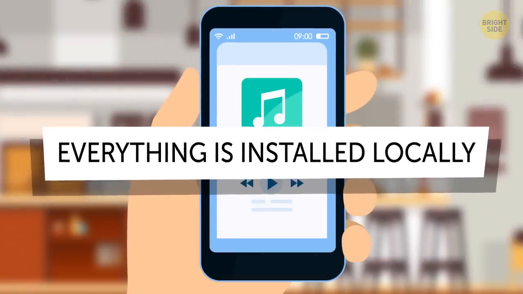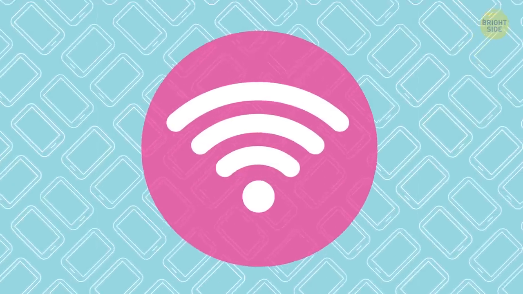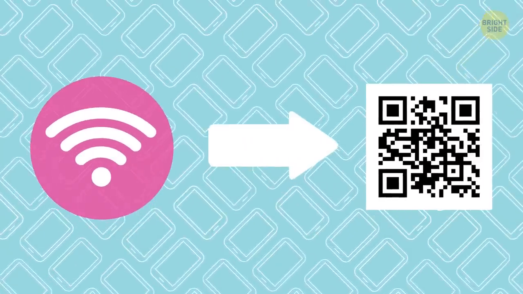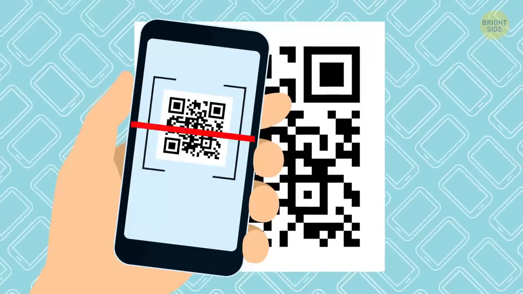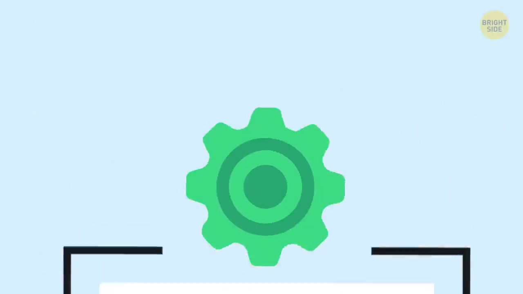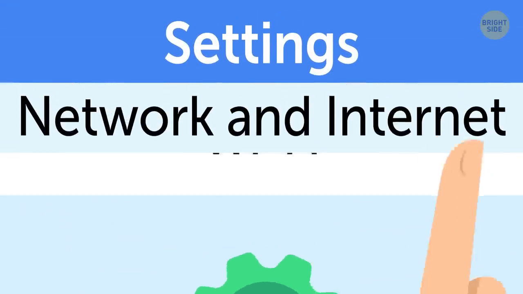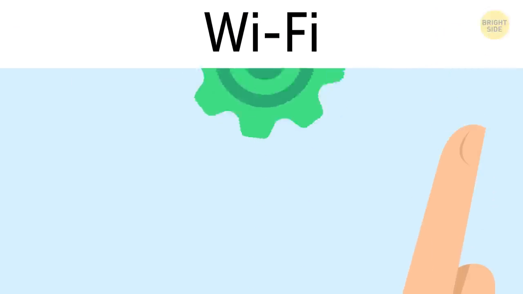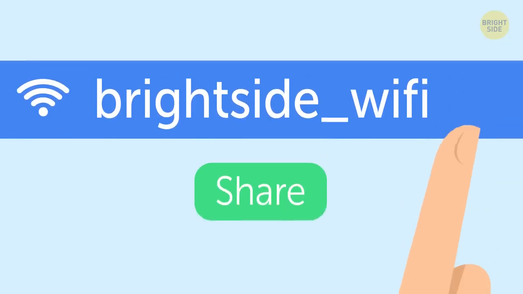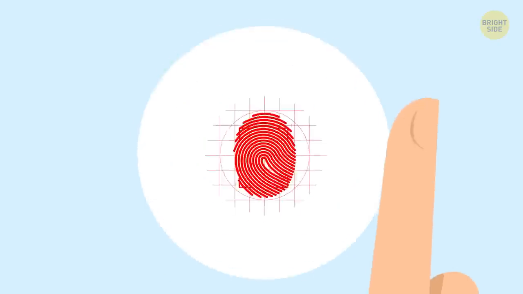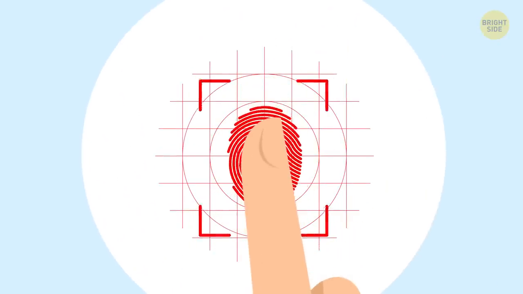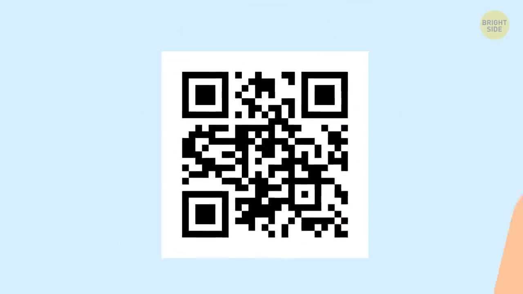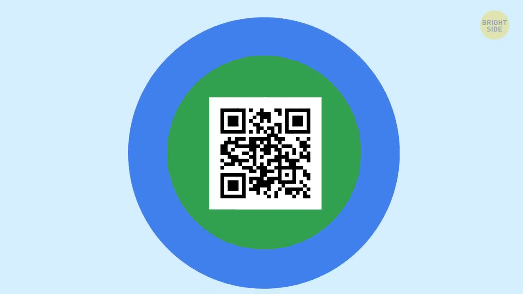Everything is installed locally. Android 10 has a tool that turns Wi-Fi info into a QR code that can be scanned with another phone. You can find it in Settings, Network and Internet, Wi-Fi. Here, you need to select the Wi-Fi connection you want to share. Then click the Share button, confirm your fingerprint, face scan or password, and your unique QR code will appear.